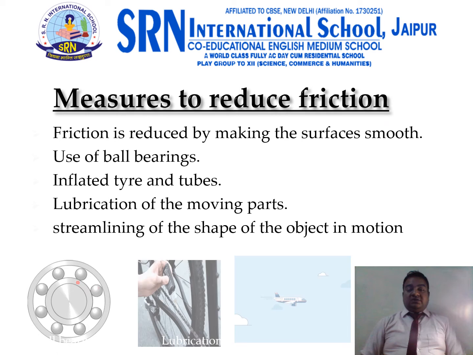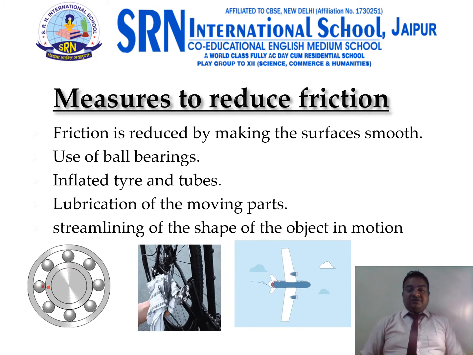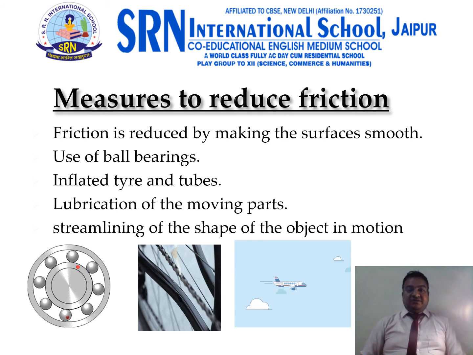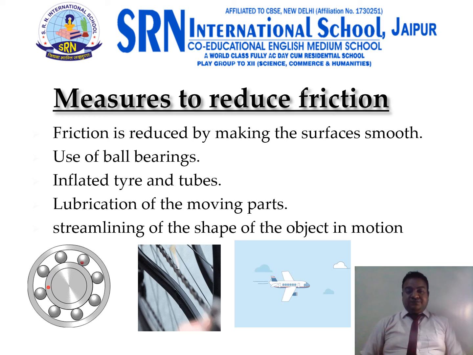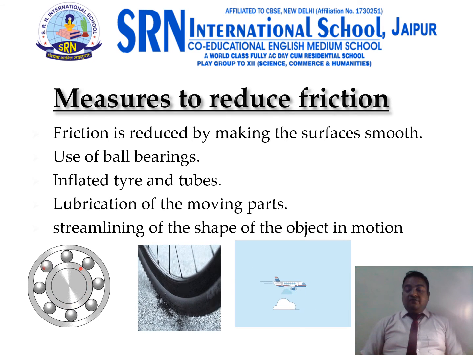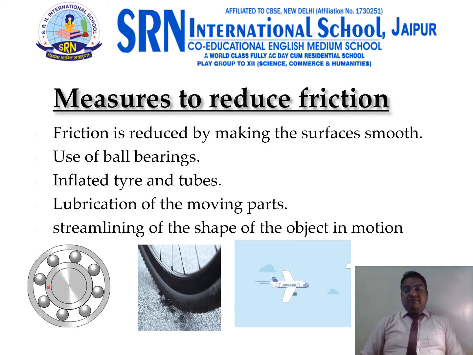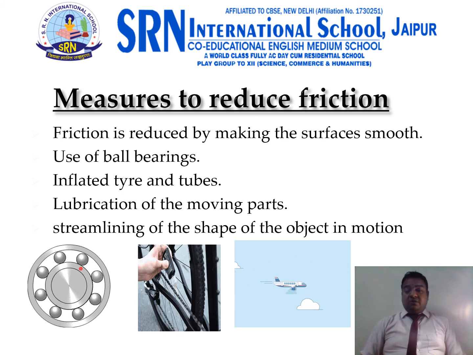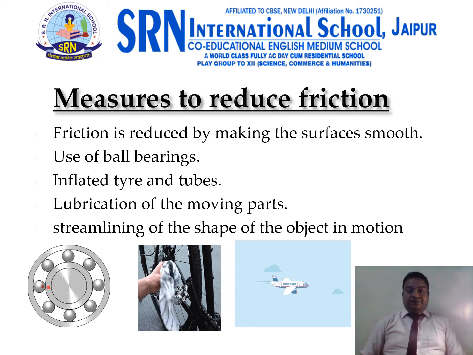Now, what are the measures to reduce friction? Friction is reduced by making the surfaces smooth, by polishing the surfaces, by reducing the area of contact between the two rubbing surfaces, use of ball bearings, inflated tires and tubes, lubrication of the moving parts, and streamlining of the shape of an object. These are some of the very important measures which can reduce frictional force a lot.